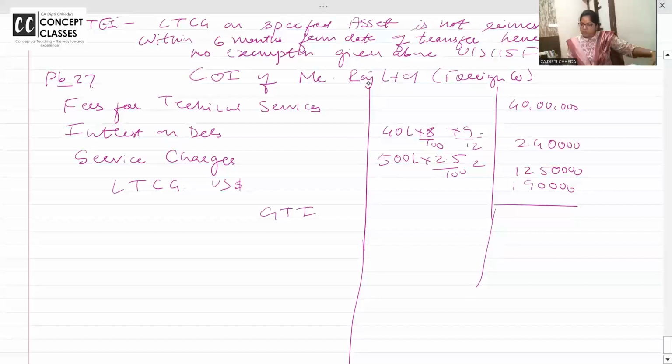How much is the gross total income coming to? Total income, how much is it coming to? 40 lakhs. Yes, 56,80,000.